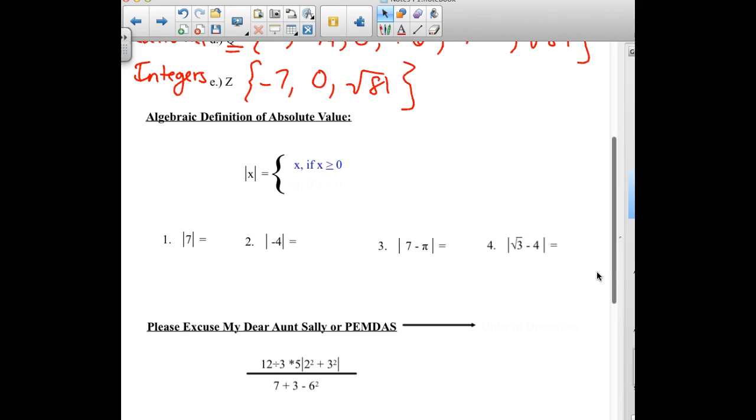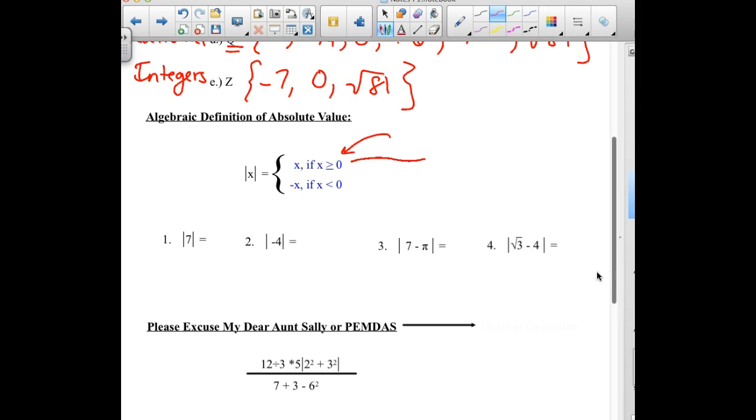All right, this is saying that the absolute value of x is x, as long as x is 0 or a positive value. However, if we shift to a negative number, if x is negative, then the absolute value of x is going to be the opposite of our original x. And that seems a little strange, so let's look at an example.